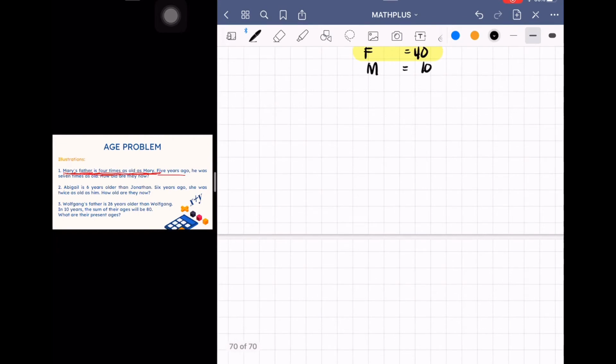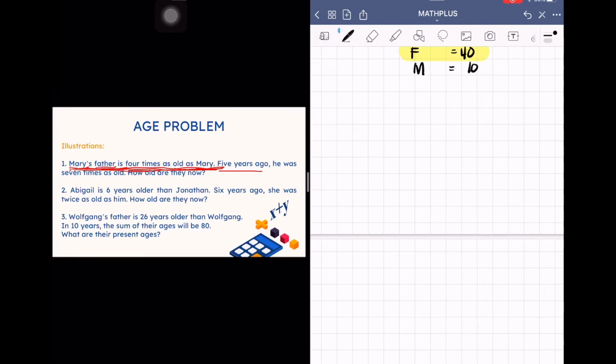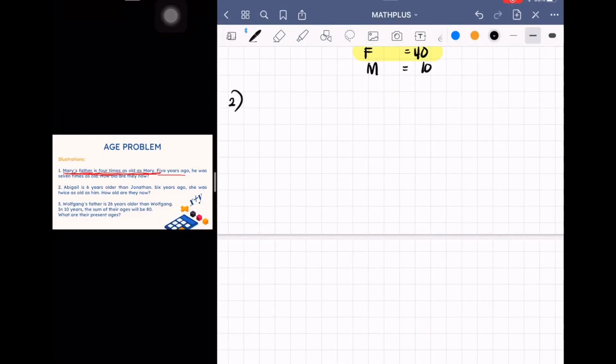The next problem number 2 says, Abigail is 6 years older than Jonathan. Okay? 6 years ago, she was twice as old as him. How old are they now? So, what I'm going to do is write my table first. So, I have Abigail and Jonathan. Actually, kapag sanay na kayo, there's no need for you to do the table anymore. As long as marunong na kayo.